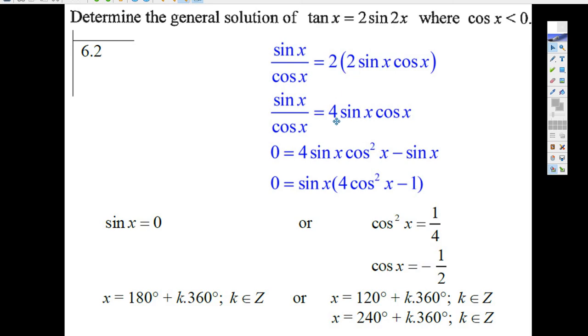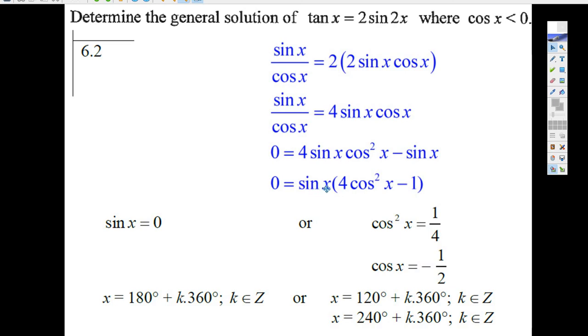2 times 2 is 4. Well, let's take a look at this. If I multiply everything by cos x, then it'll cancel here, and I can subtract the sine x over here. I've got 4 sine x cos squared x minus sine x. And now factoring is such a big thing in so many different places. If we factor out sine x, we're going to separate this into two different products. One's just in sine x, the other's just in cos x. So we've almost got to our answer here.